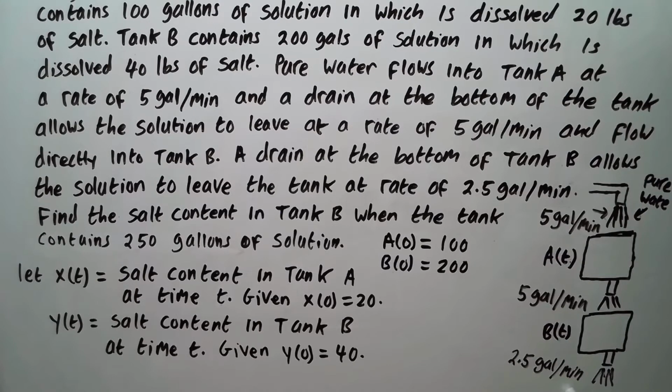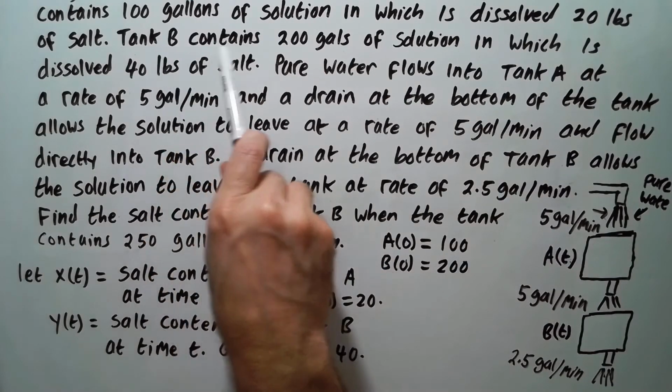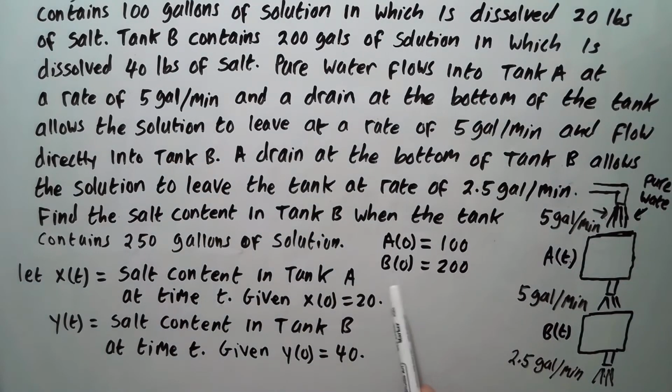So tank B initially has 200 gallons. So up here, tank B contains 200 gallons of solution. So B of 0 is 200. But you can see its volume is changing over time. So pretty much there's 5 gallons coming in, 2.5 leaving. So it looks like on net it's gaining 2.5 gallons. So I can write an equation here for B of t.